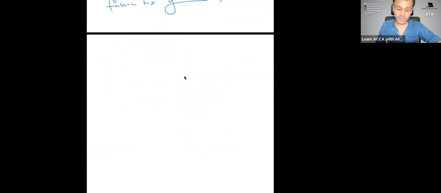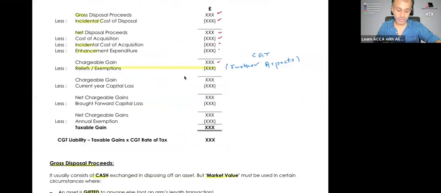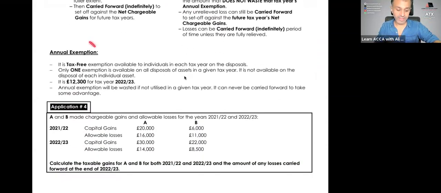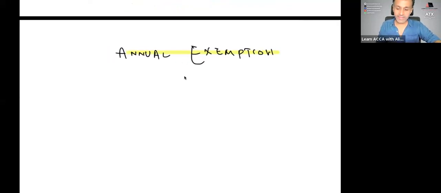Then comes the discussion of annual exemption. We have one question on losses, but because that question takes the treatment of exemptions also, we should better get ourselves done with the annual exemption so that together we can apply both in that application. For a tax year, the limit of annual exemption is 12,300 pounds. This much gain is exempt.